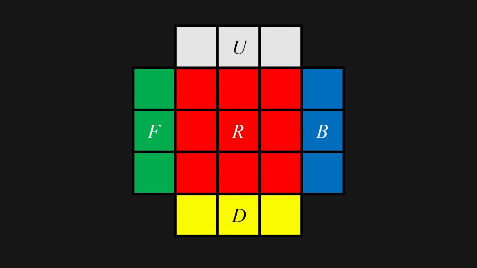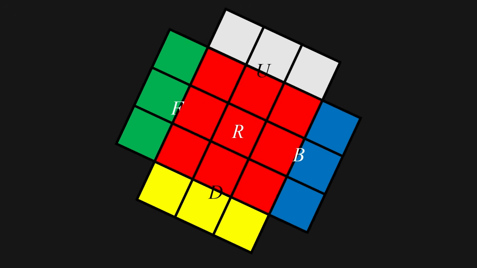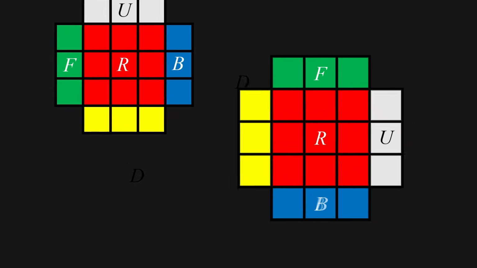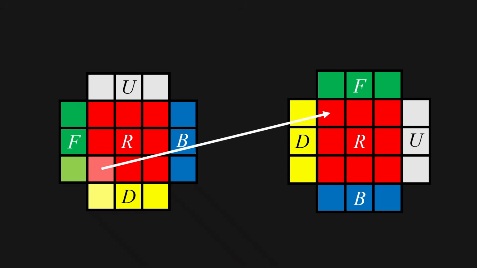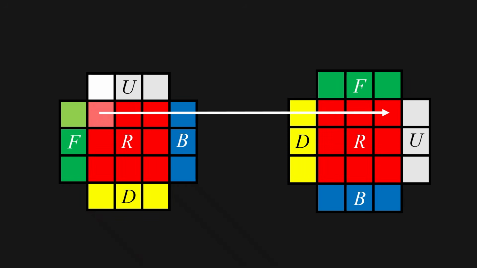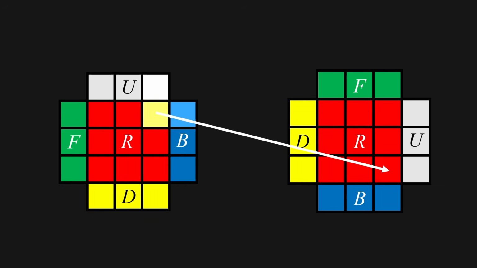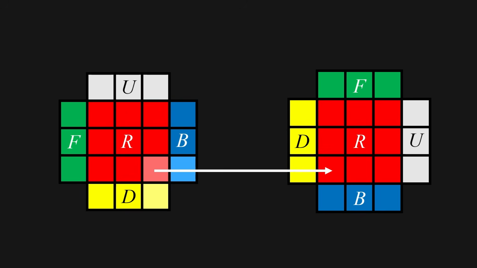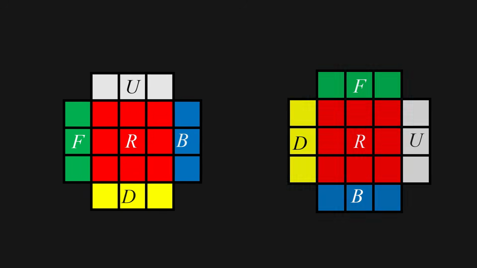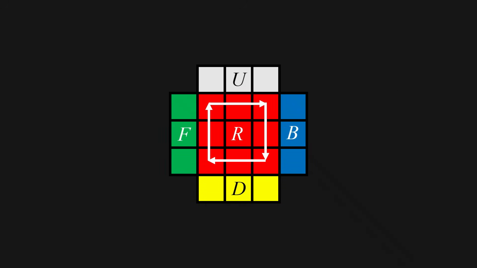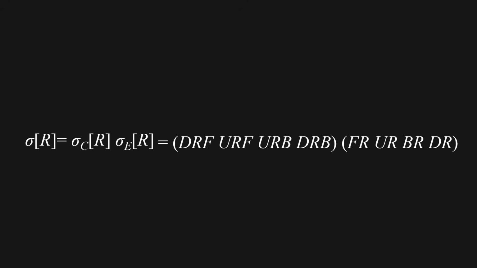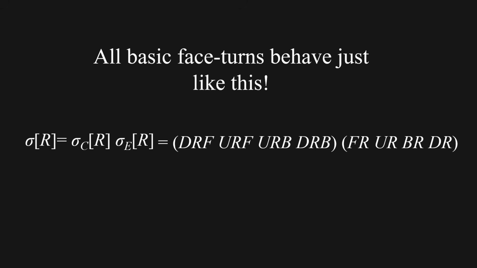Let's take a practical example and see how this works. Let's see what these permutations look like when conducting a right face turn. Remark that the DRF corner is sent to the URF cubicle. The URF corner is sent to the URB cubicle. URB is sent to DRB and DRB is sent to DRF. We've got ourselves a cycle, in fact a 4-cycle as it contains 4 elements. You can try and do the same work with the other moves to see that all 6 basic face turns are nothing but 4-cycles, not only for the corners but for the edges too.